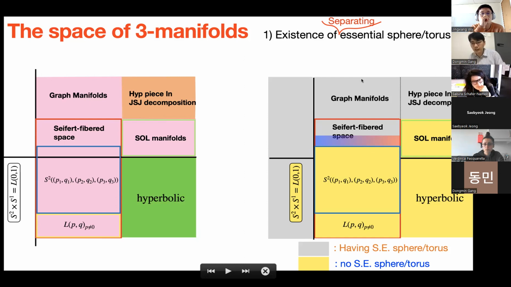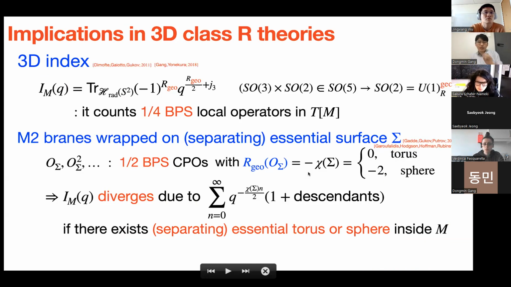And these cases: all these pieces, hyperbolic pieces in the JSJ decomposition and the graph manifold, this type of graph manifold, and these are all the reducible manifolds except this S2 times S1. It turns out to have the essential sphere or essential torus, and then we divide by this classification. So let me see what the implication of this is.